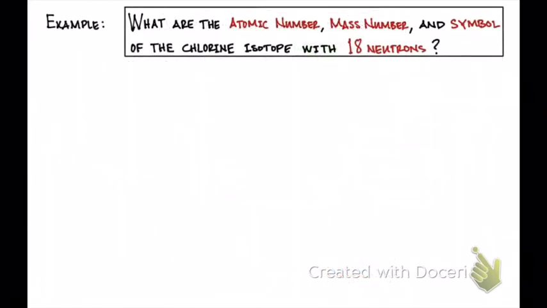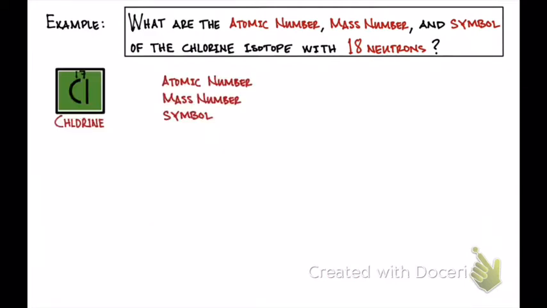All right, so let's look at another example here. What are the atomic number, mass number, and symbol of the chlorine isotope with 18 neutrons? Chlorine has several isotopes, but how do we determine the symbol, the atomic number, and the mass number of this specific chlorine isotope? When you look at the periodic table, you can get information on chlorine. The atomic number of chlorine is 17, and so that means it has 17 protons. The symbol for chlorine is Cl.